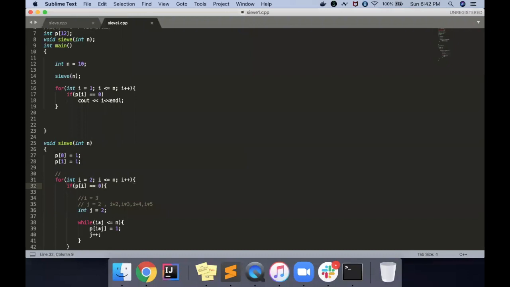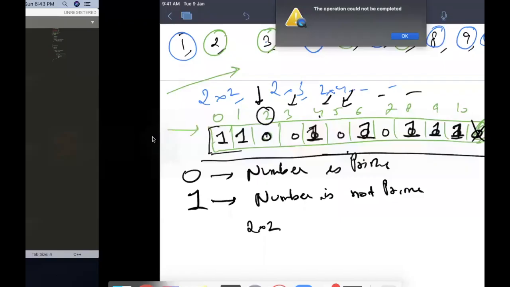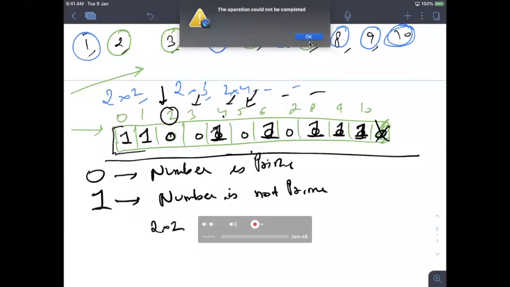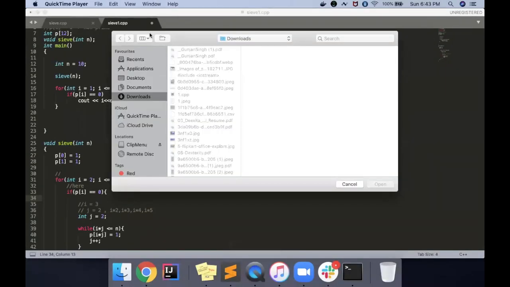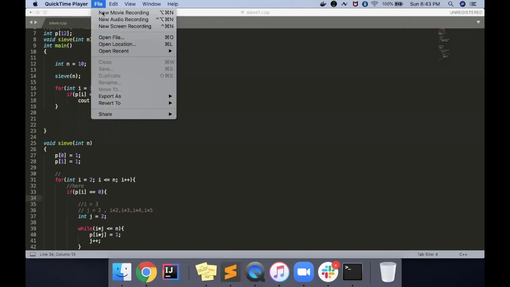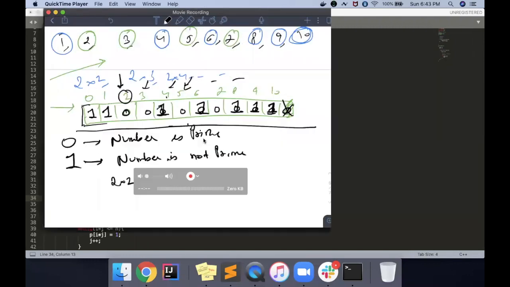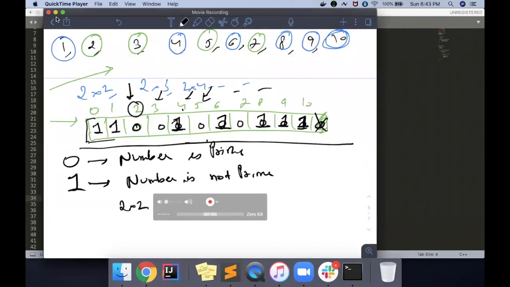This is the most important line. If you look closely, here if p of i is equal to 0, i is a prime. Now you can do anything with it, like you can collect these prime numbers in a vector. That we'll see in the code again. Now let's come back to our question. Is my screen visible to you? Are you able to see the code?